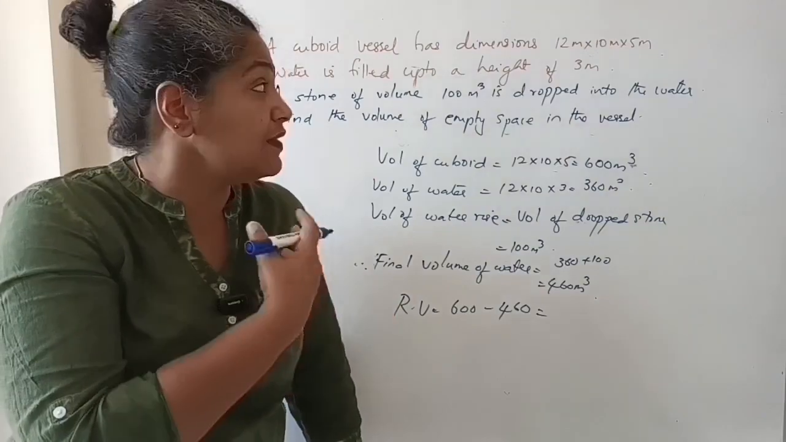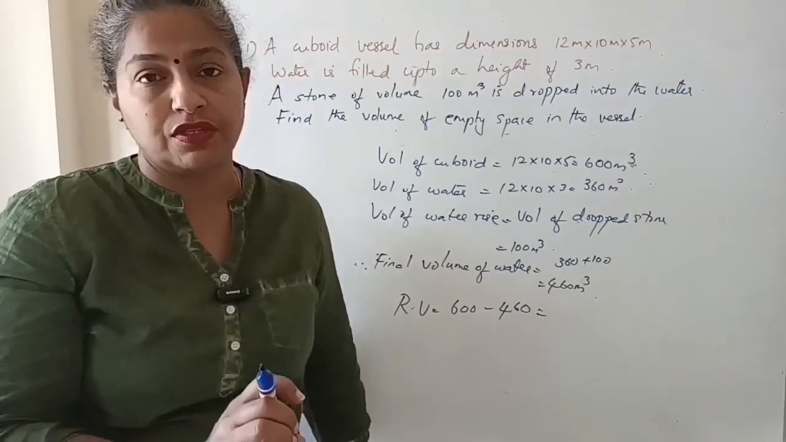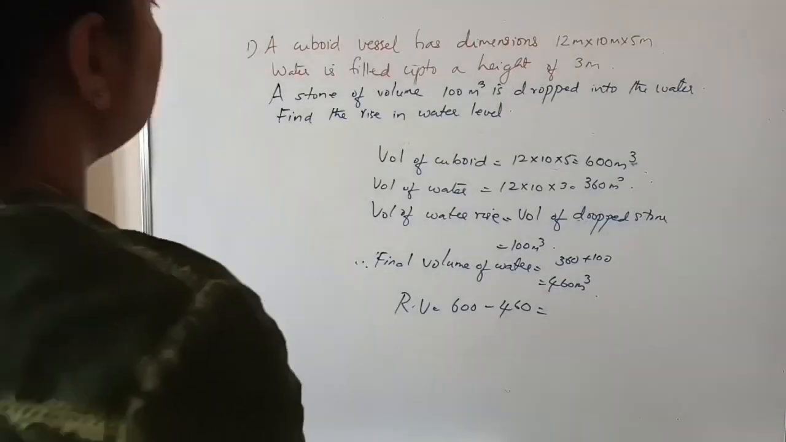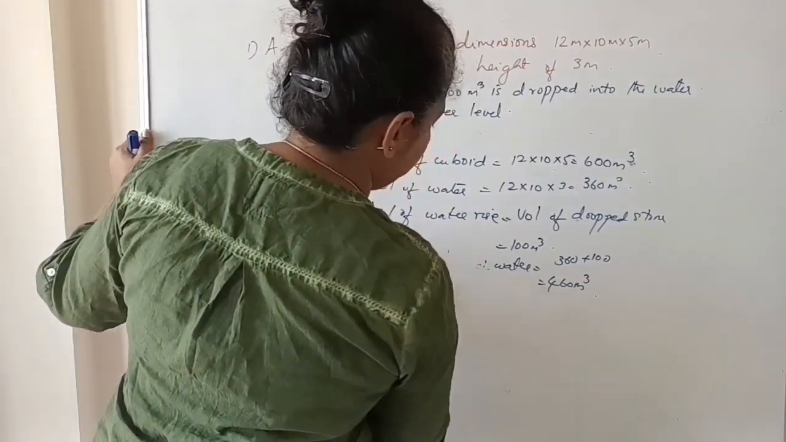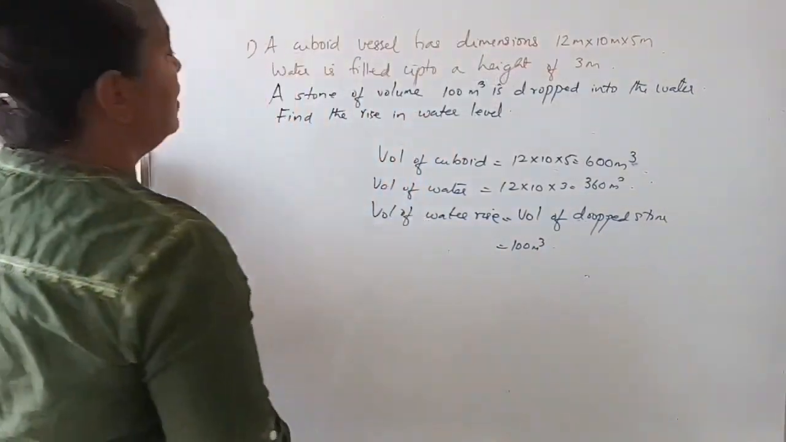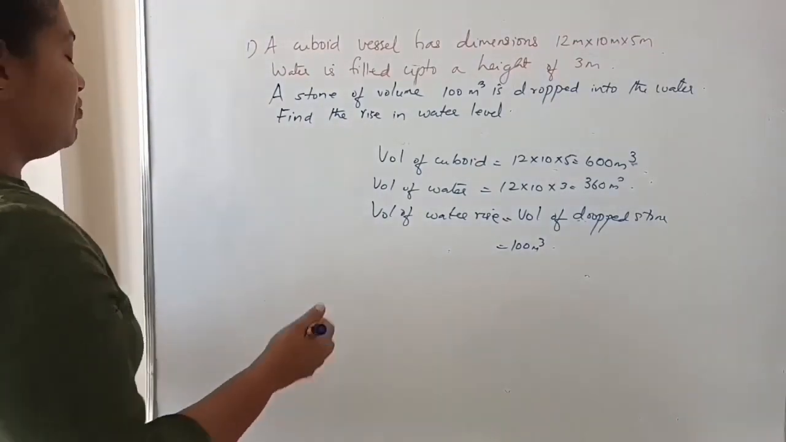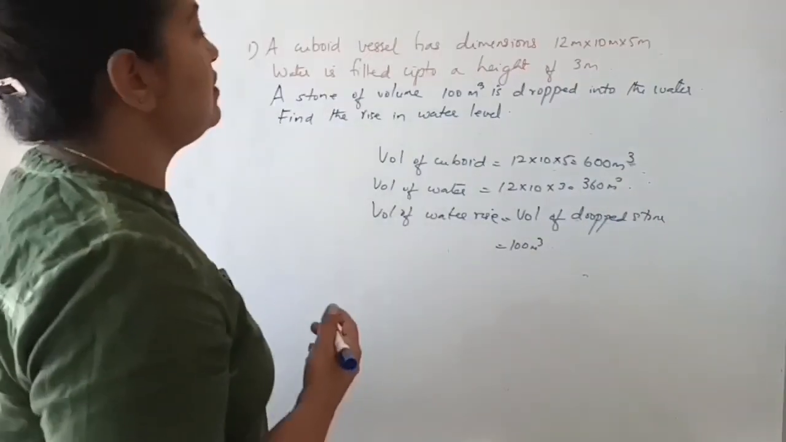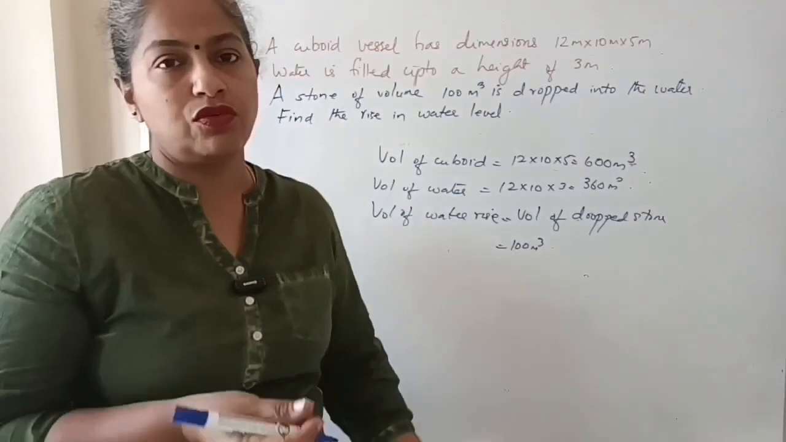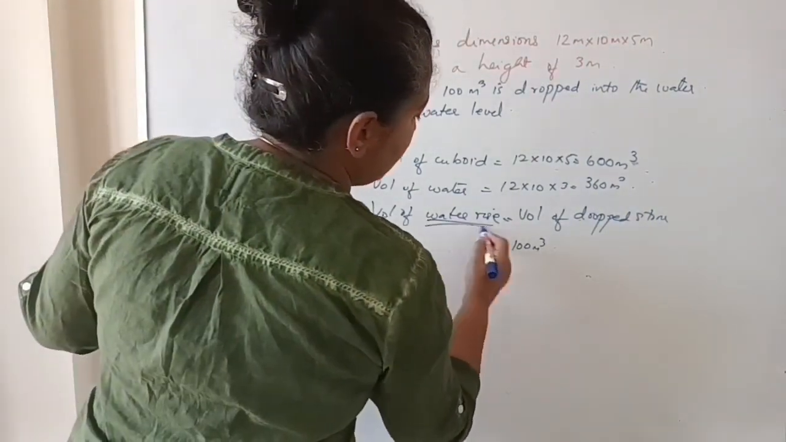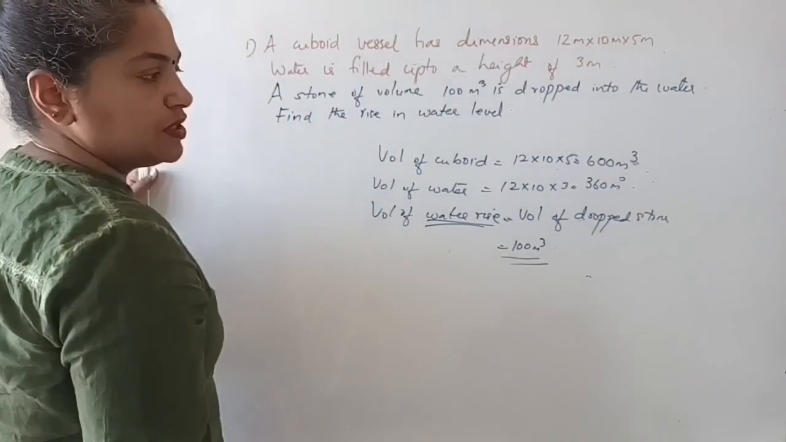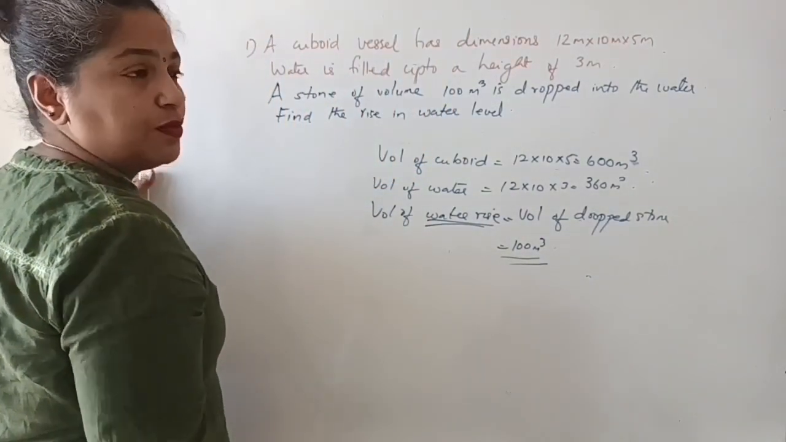Okay, now let us give another twist to the sum and see how to do it. Now I have changed the question slightly. A stone of volume 100 meter cube is dropped into the water. Find the rise in the water level. So you know that obviously the water level has risen. So the volume of the water rise is equal to volume of the stone dropped, that is 100 meter cube.